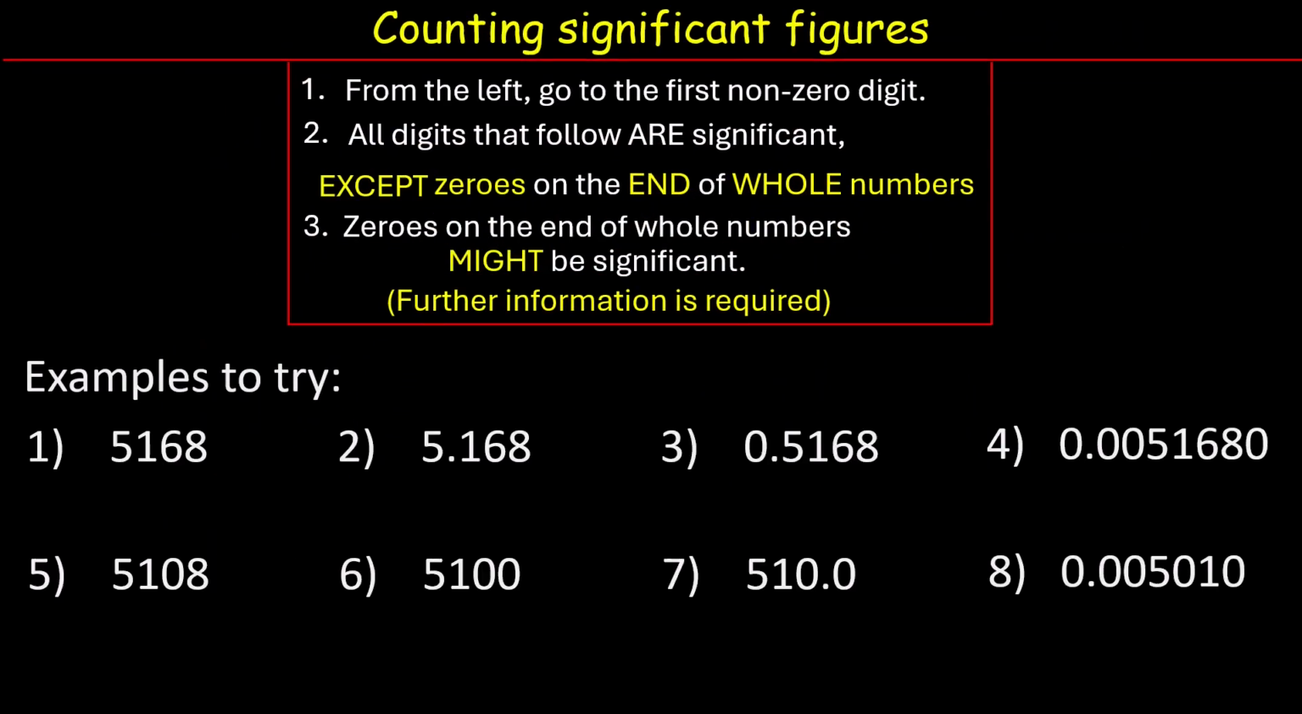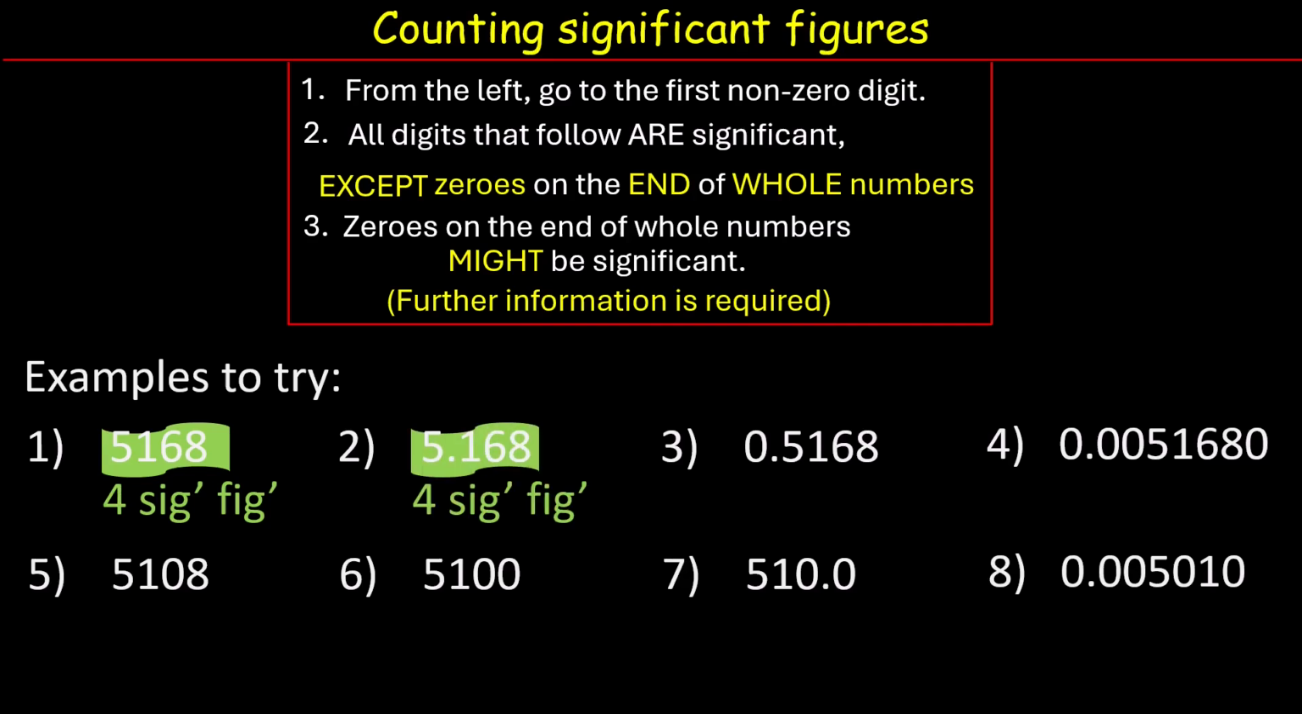Pause the video if you'd like to try these on your own first. In number 1, all 4 digits are significant since there are no zeros, and similarly in number 2. In example 3, we see the same 4 digits, but this time with a leading 0, which is not counted as significant, so there are still only 4 significant figures.